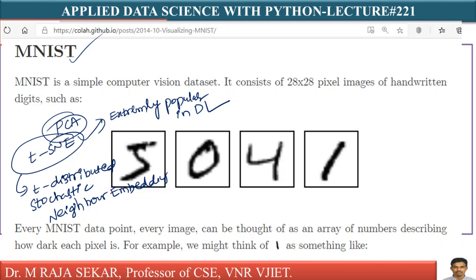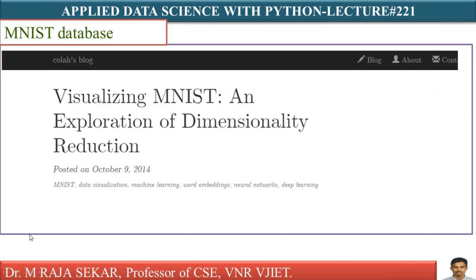Let's look at what this MNIST dataset is. The MNIST dataset is basically, as I told you, handwritten digits. This is a handwritten digit. These are handwritten digits. We will try to understand these handwritten digits. This is Christopher Olah's blog. In this blog he explained how one can visualize this particular data set, visualizing the MNIST data set.